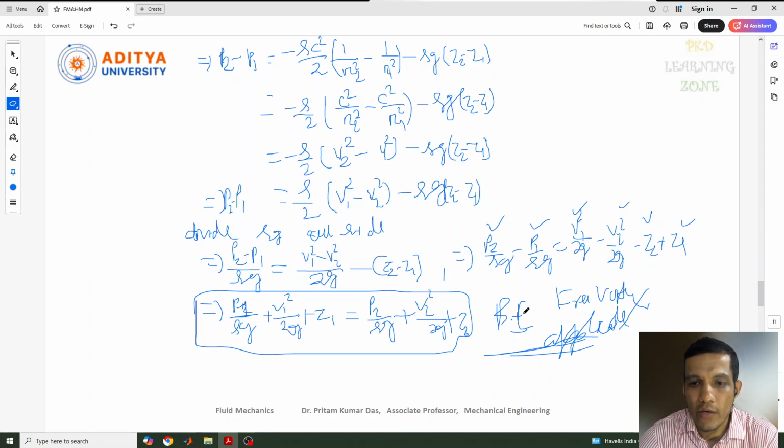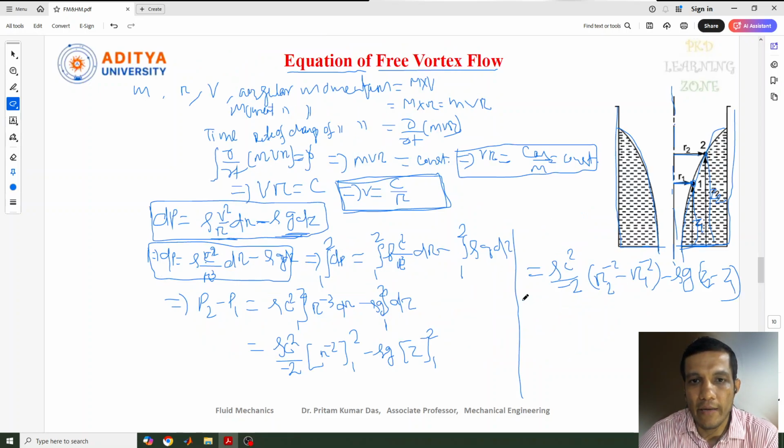So here we have learned that for free vortex flow, Bernoulli's equation will be applicable, and this is the equation of free vortex flow. I hope you understand what this free vortex flow equation is.